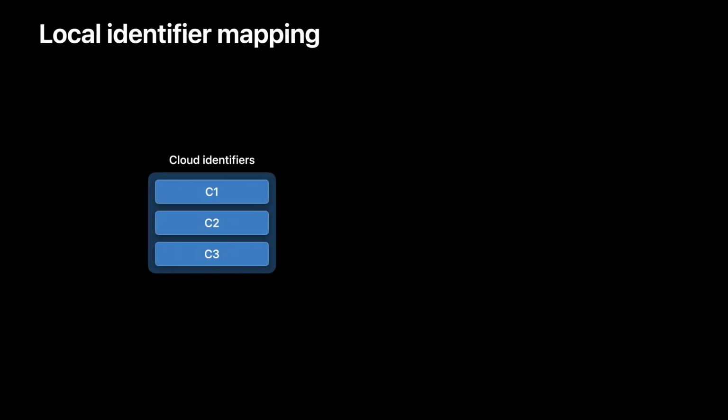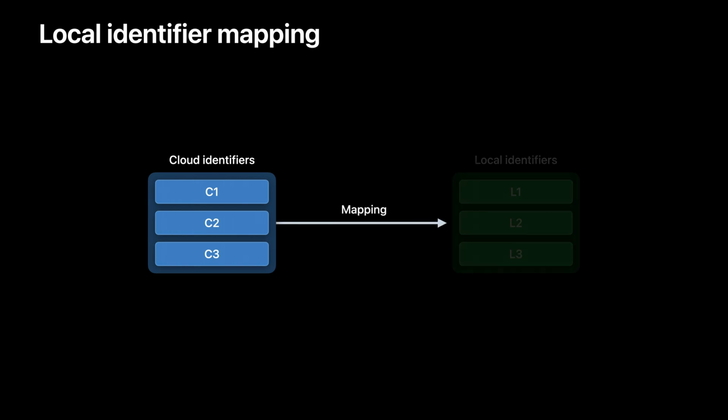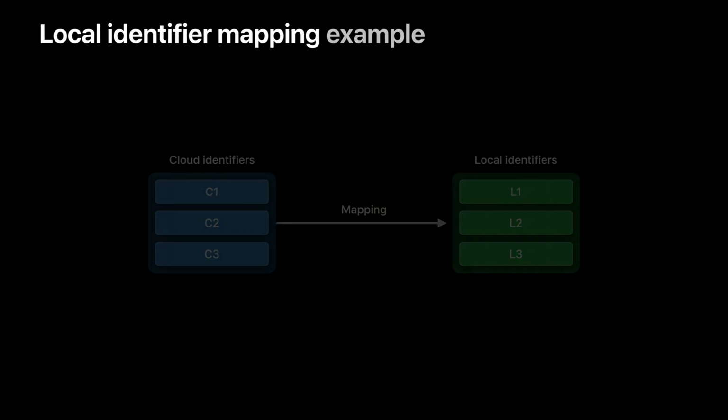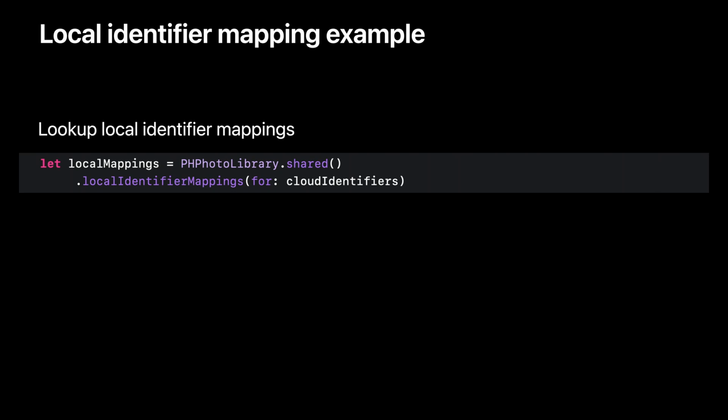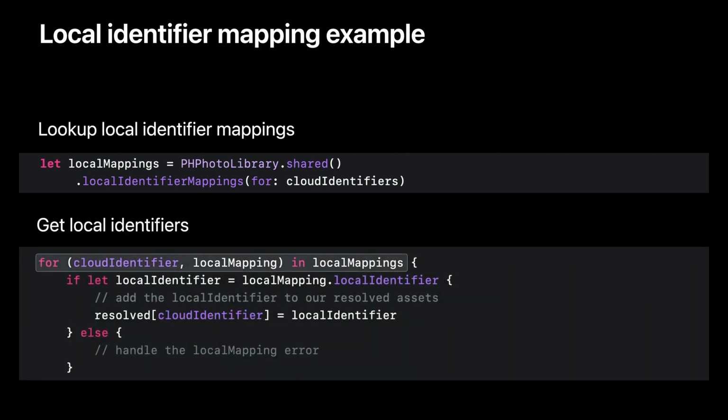Now, on a second device, once you've downloaded and unarchived the cloud identifiers, we want to use them to look up the library-specific local identifiers. Working in the other direction, this call to the photo library returns a dictionary with local identifier mapping objects for each cloud identifier. Again, we'll iterate through the dictionary and this time get a local identifier from the local mapping object. Once I have all the local identifiers, I can use them to fetch and display the assets I had on the source device. You can see how the API makes it easy to look up identifiers in both directions.